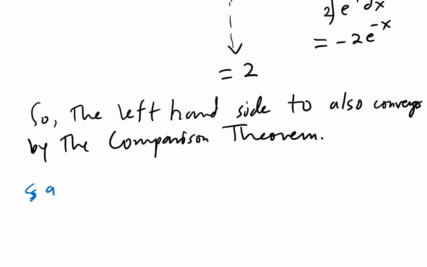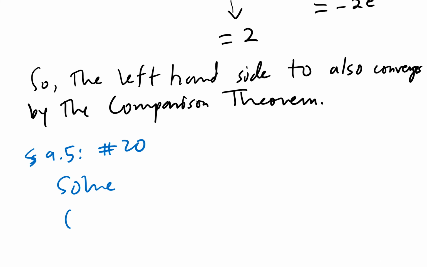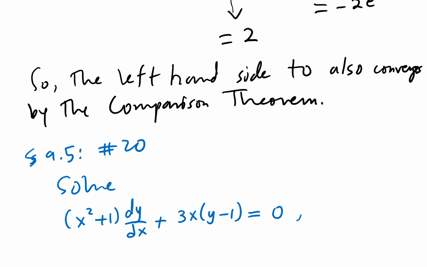Section 9.5, number 20. It says solve the differential equation (x squared plus 1) dy/dx plus 3x times y minus 1 equals 0, provided y of 0 is 2.